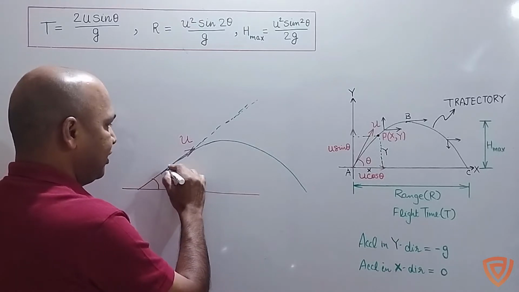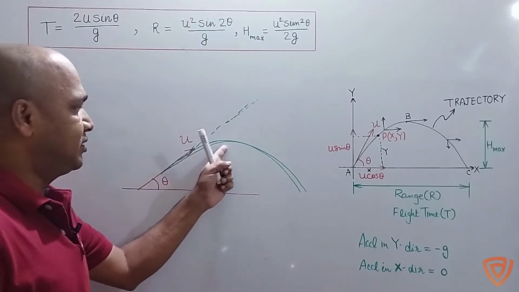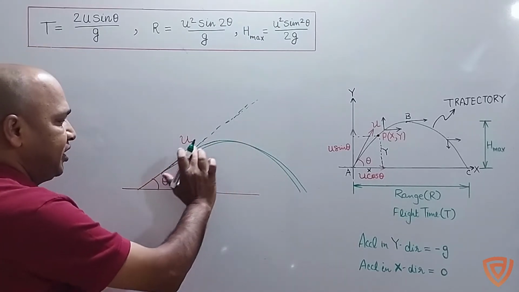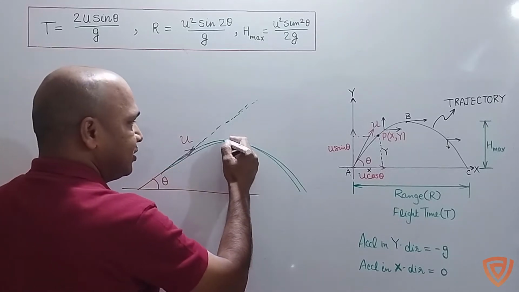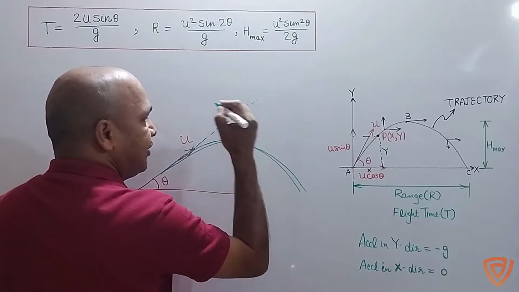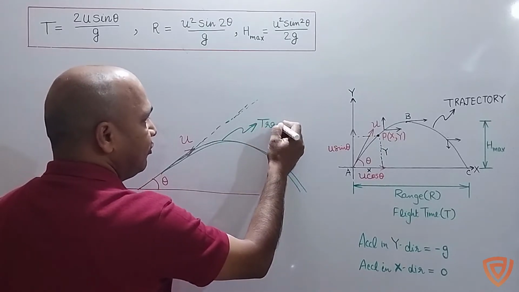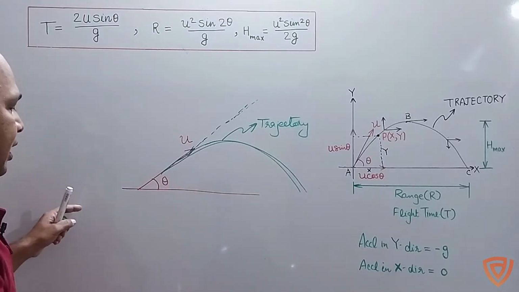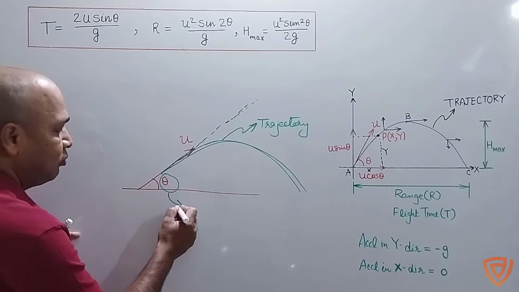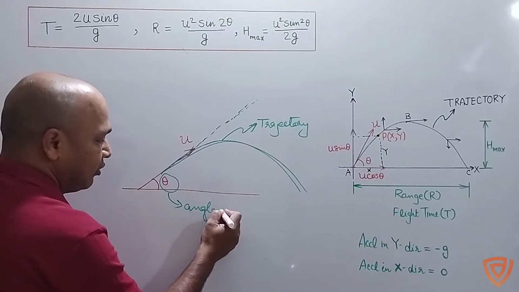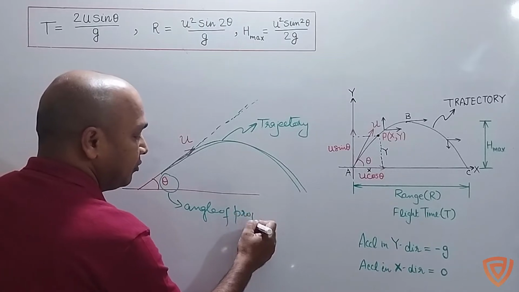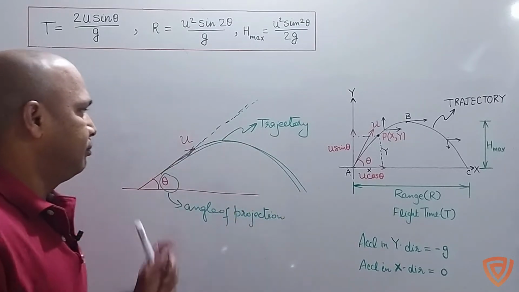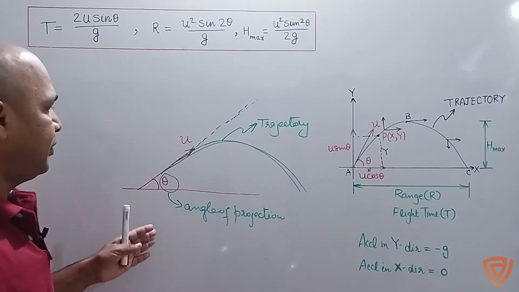So the path is like this. This kind of path is called a projectile path. We are projecting the object at an angle theta, and this path is called the projectile path or trajectory of the path. Trajectory. Okay? This is called the trajectory, or projectile path, and this angle is called the angle of projection.